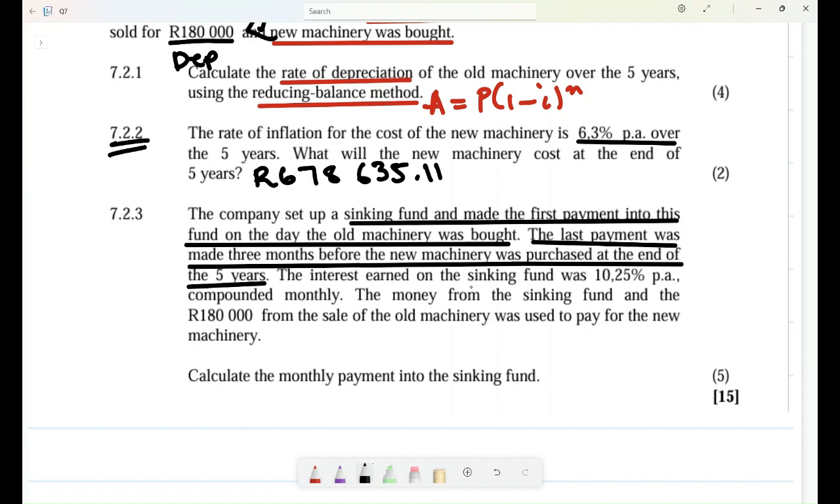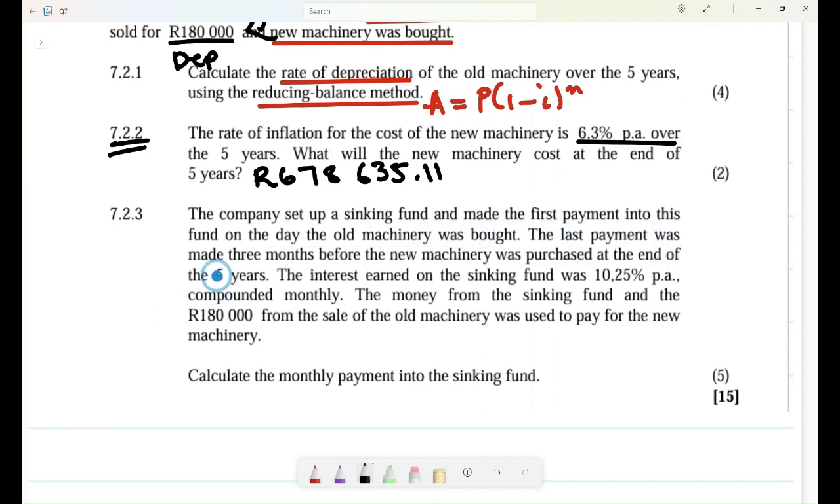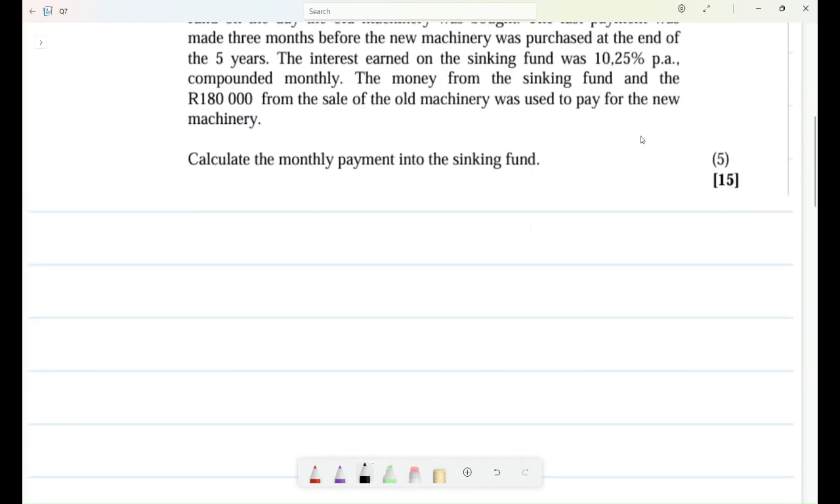The interest earned on the sinking fund was 10.25% per annum compounded monthly. The money from the sinking fund and the 180,000 from the sale of the old machinery was used to pay for the new machinery. All right, this English is too much. Let me explain your sinking fund so that you understand.